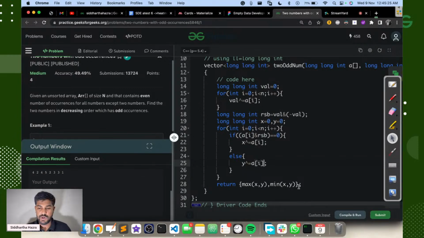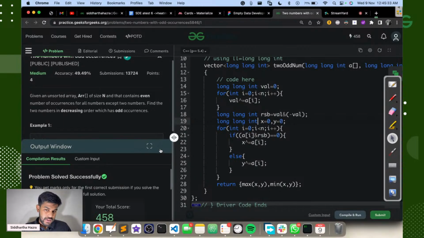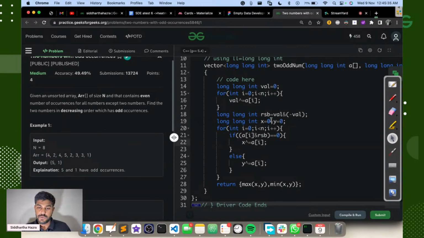We have 5 and 1. Now let us just try to submit this. Okay, we have the value as 1. So now you can see that you can provide this RSB thing by any set bit, and that can be done in log base 2n, but we are doing this in big O of 1.